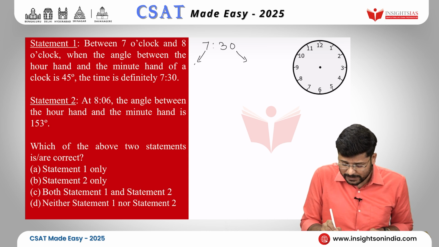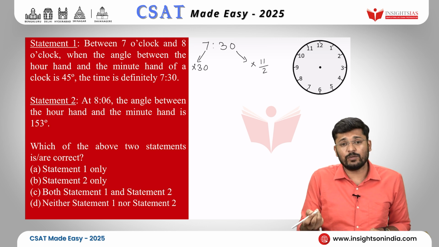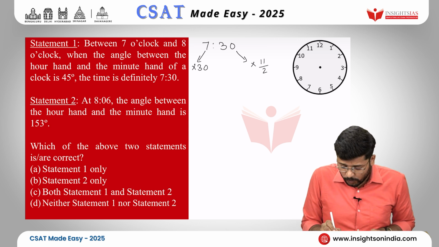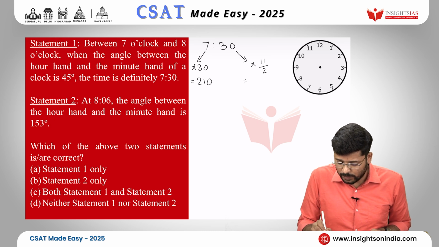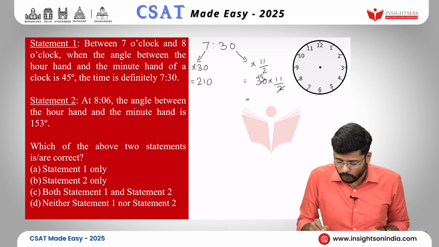We multiply 7 with 30 and 30 with 11 by 2, and we will find out what the angle is. What is 7 into 30? That is 210. What is 30 into 11 by 2? That would be 15 into 11, right? Because 30 divided by 2 is 15. Okay, what is 15 into 11?